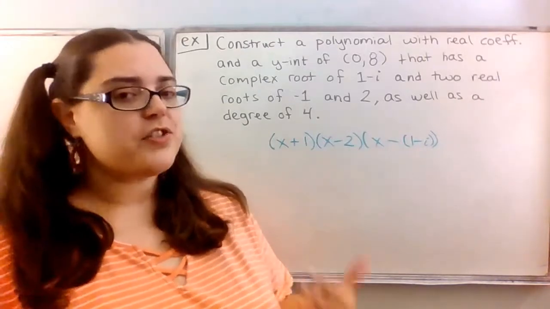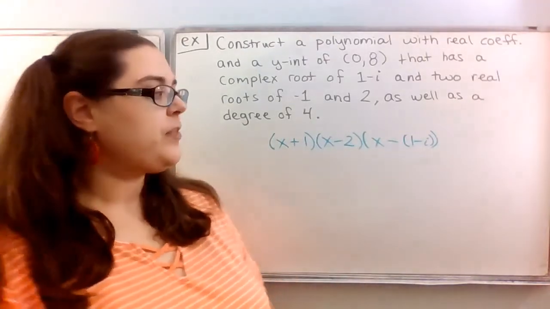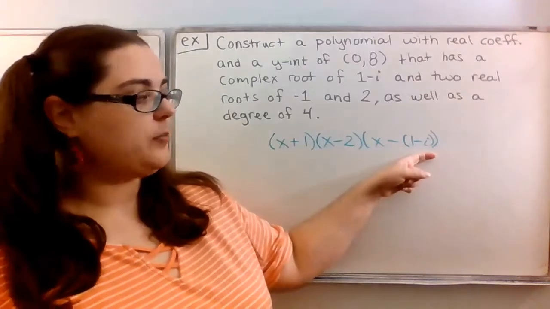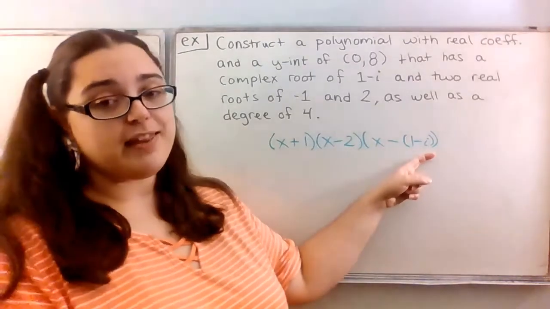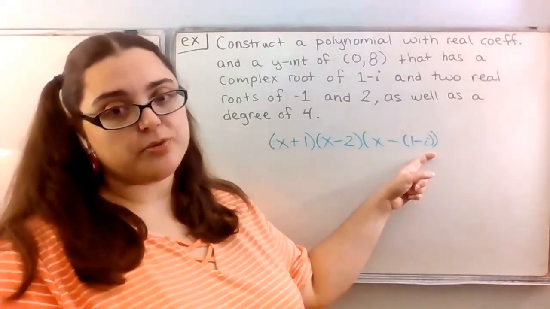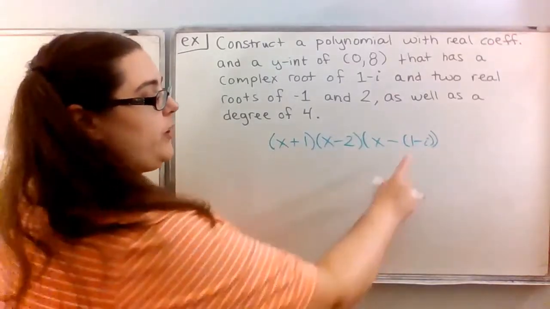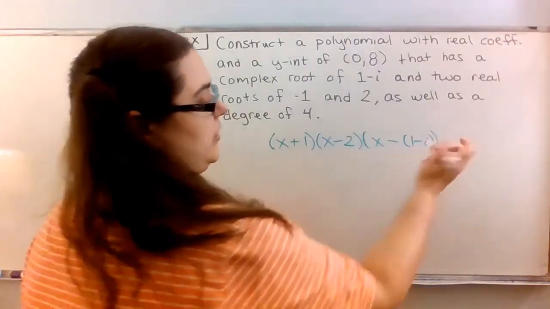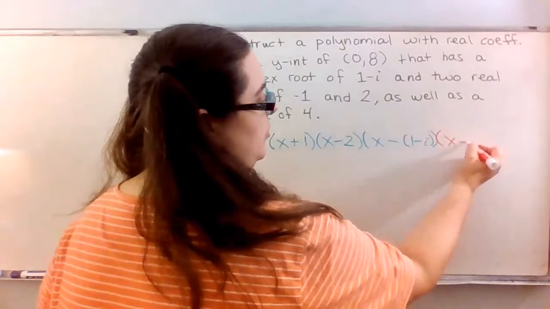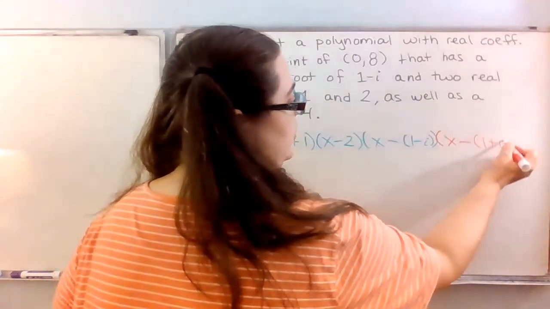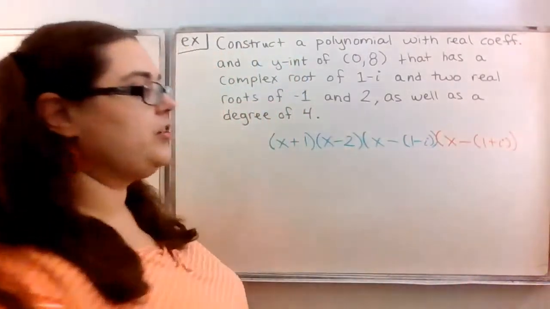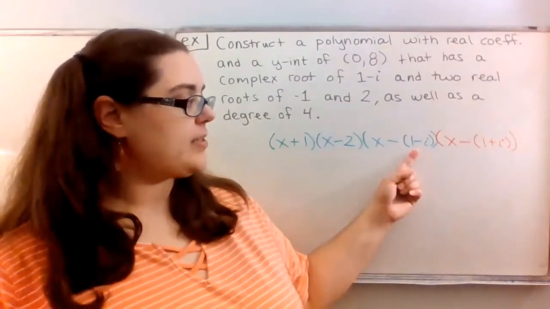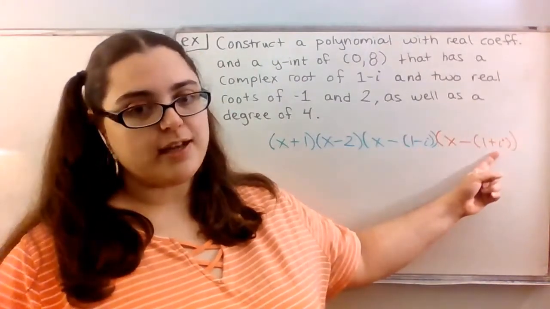So this time, instead of squaring one of the factors, I notice that I have a complex root, which means by that theorem, I need to have its conjugate as a root as well. So if I have to do 1 minus i, I also have to do 1 plus i as a factor. So the complex conjugate of 1 minus i is going to be 1 plus i.